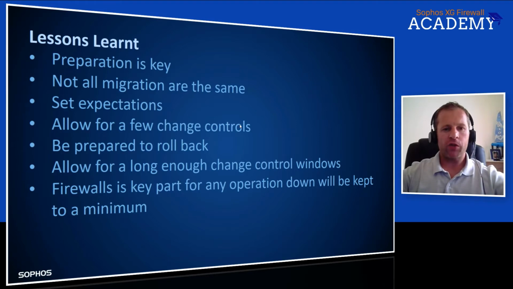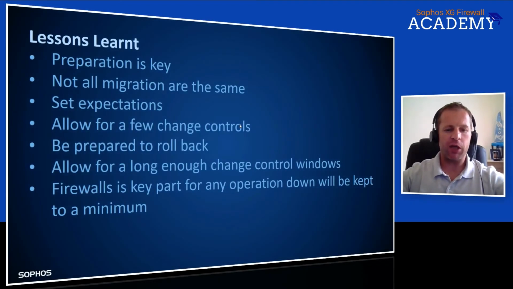And not all migrations are the same. So what I'm saying by this is that if you do migrate from SG to XG, some people will have reds, some will have site-to-site VPNs, but some not. So if the migration tool works really well, if there's no things like hotspot, wireless hotspot zones, or if there's no site-to-site VPNs, then it's all good. So that could make your migration a lot easier. So this one was a lot more complex.